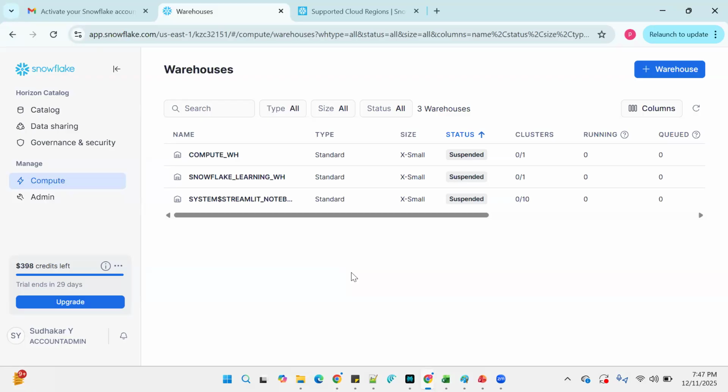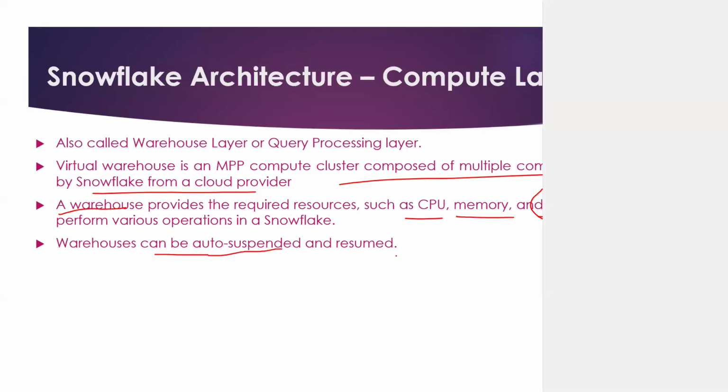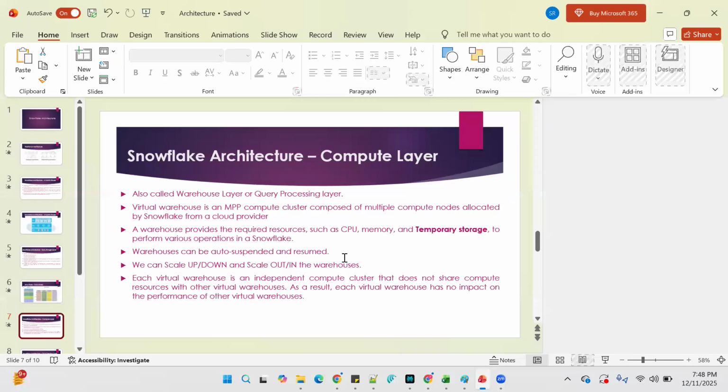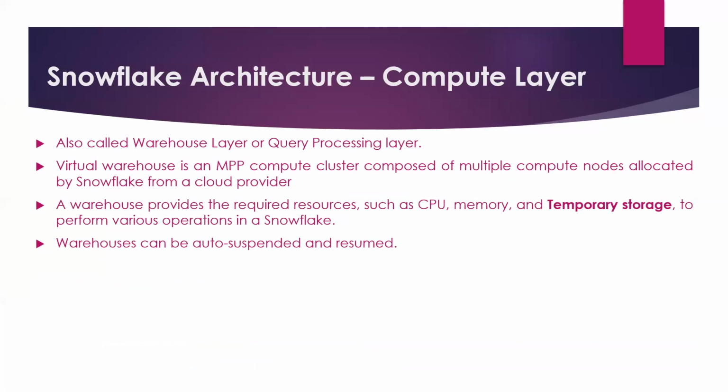The warehouse has two modes: one is running mode, another is suspended mode. We have a separate session for warehouses. As of now, I will give the high level idea. The warehouses can be in running mode or suspended mode. When it is in running mode, it will be chargeable. When it is in suspended mode, it is not chargeable. That's why it says warehouses can be auto suspended and auto resumed. So auto suspend, auto resume.